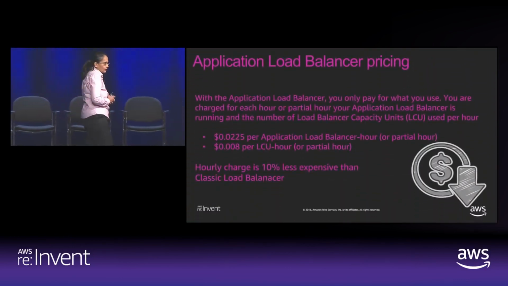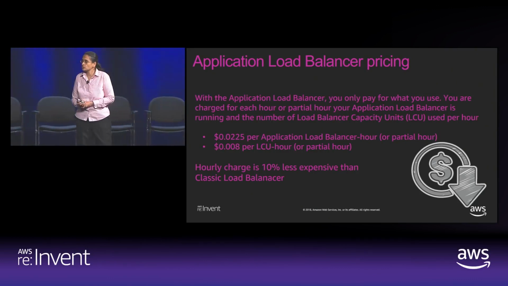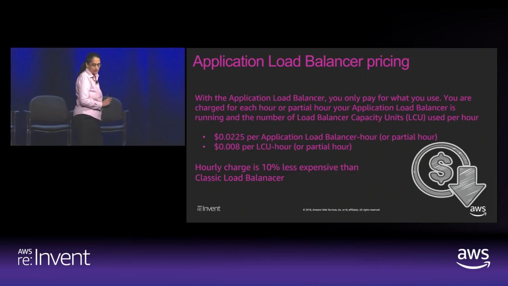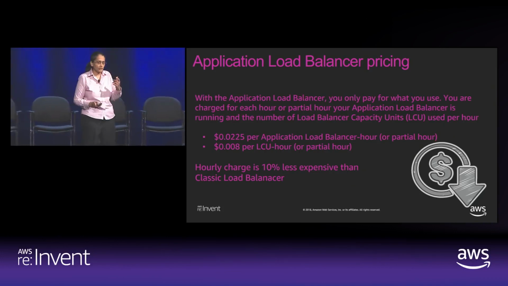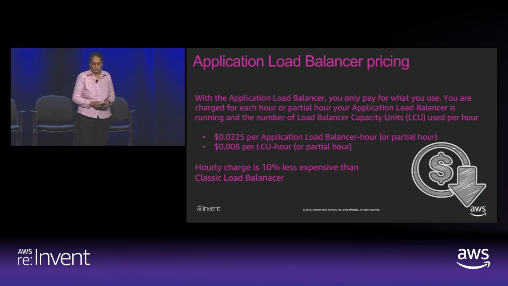Getting into the pricing part of it. With application load balancer, you always pay for what you use. Primarily, there are two components to the application load balancer pricing. One is the hourly cost, and one is the LCU. The hourly cost comes out to $16 per month, and it's actually 10% less expensive than what you pay for a classic load balancer.